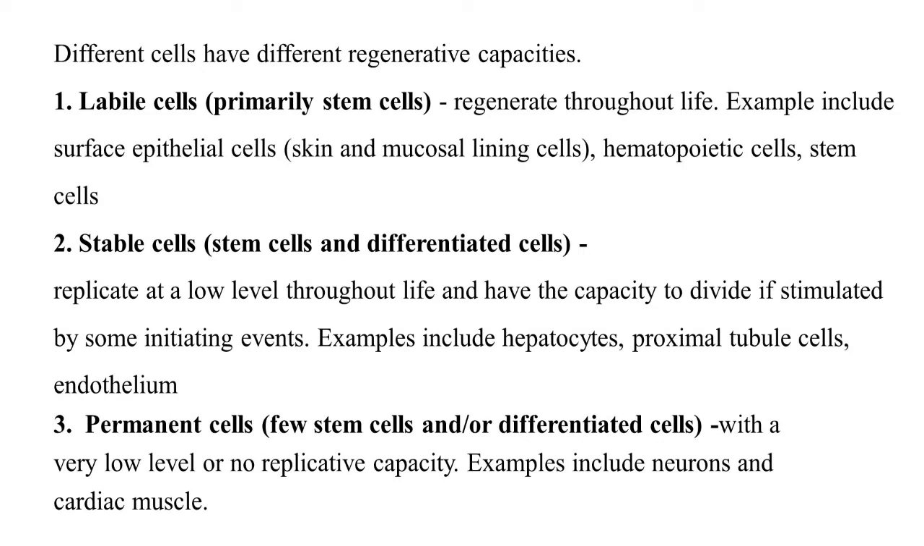We have three main types of cells according to their regenerative capacity, according to how they are able to replicate themselves. One, we have what we call labile cells or primary stem cells. The next one is stable cells, or stem cells and differentiated cells. The third one is permanent cells, that is few stem cells and or differentiated cells.